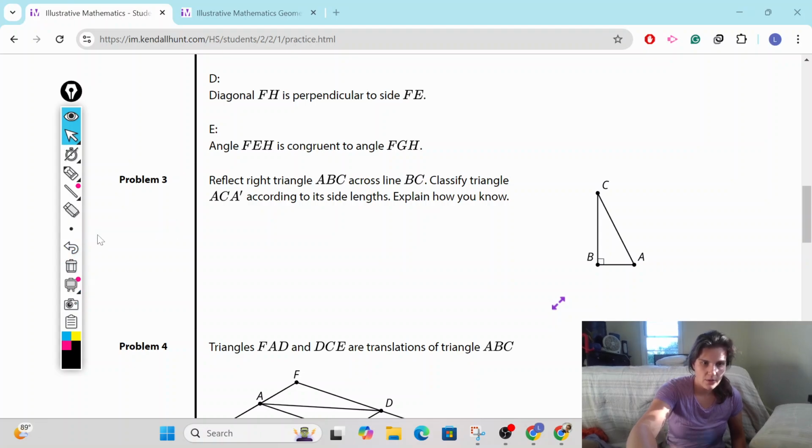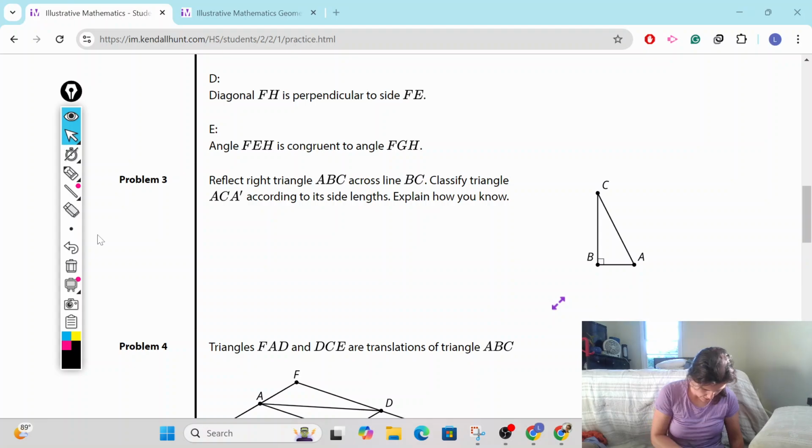Someday I'm going to get this tool correct. So ABC, and we're reflecting it across a line BC. So A is going to go right about there. I'm going to call it A prime. B is on the line, so it's going to stay there. B prime's right on top of it. And C is also on the line of reflection, so it's going to stay right there. And now I have this new triangle, which I'm going to outline in blue, and that's our triangle ACA prime.